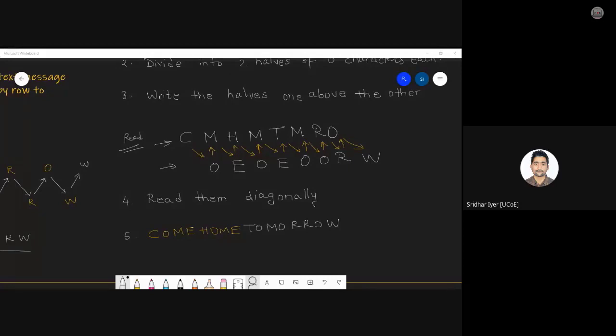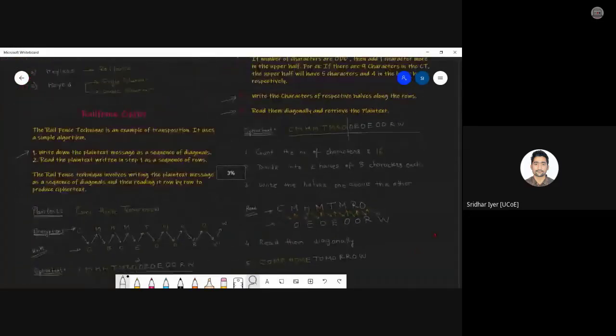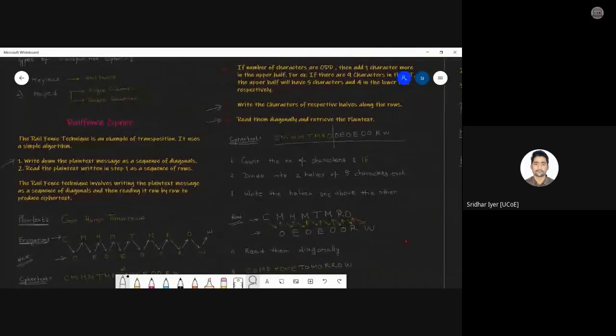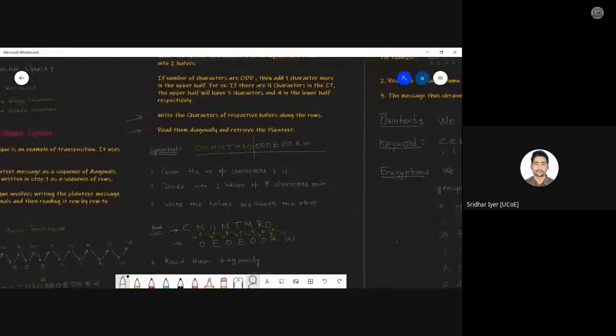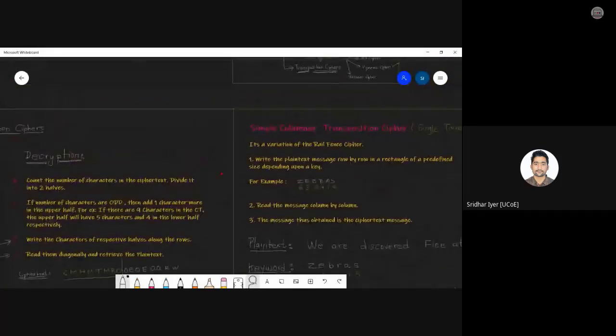Yes, fine. So it's very simple to implement and very easy to break also, because if you divide the ciphertext into two parts and then write them in two rows, it will be very easy for you to crack it. But still, this is the fundamentals of a transposition cipher, so we need to learn this. A question may be asked on this for 5 marks or 10 marks. If it is asked for 10 marks, two or three examples might be there for you to solve. Okay, so let's move ahead.